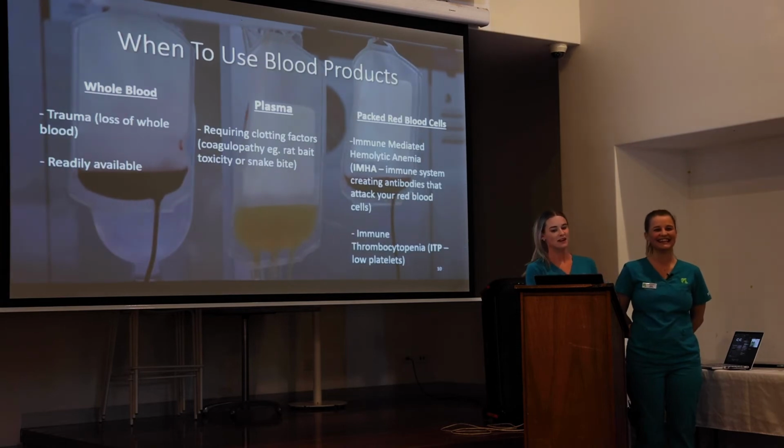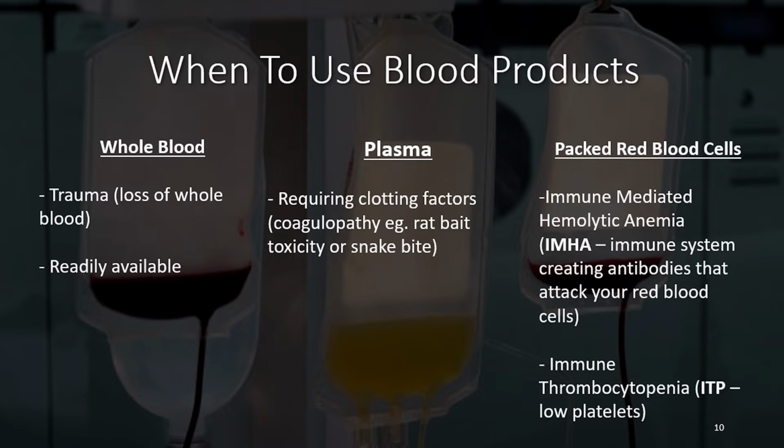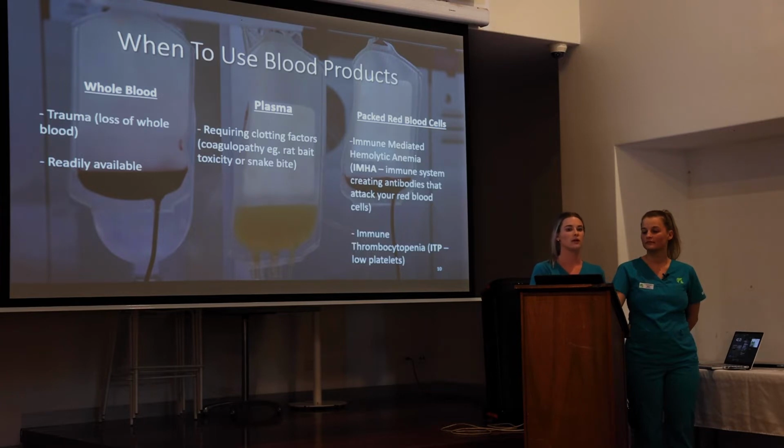Now, plasma. Plasma is used for patients that are requiring clotting factors. This is seen where the patient has a coagulopathy, which is excessive clotting or excessive bleeding. For our example here, it is excessive bleeding. For example, of eating rat bait or getting bitten by a snake.